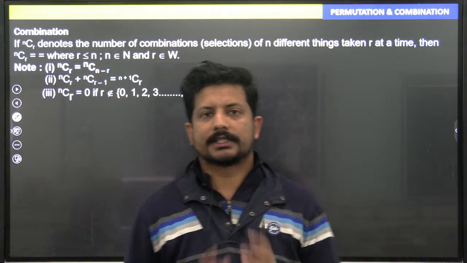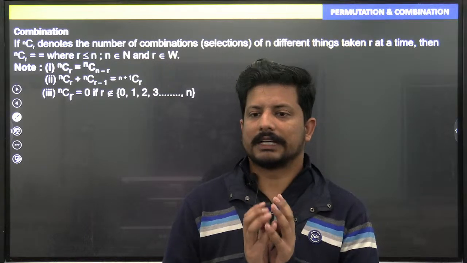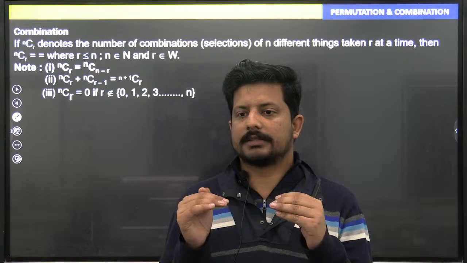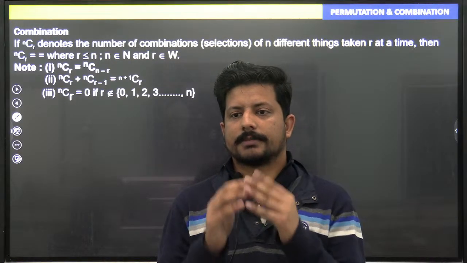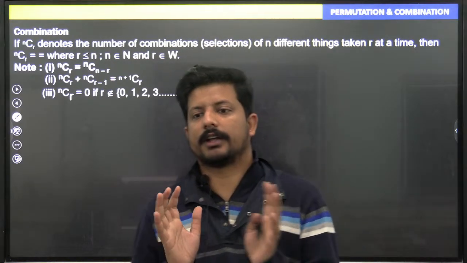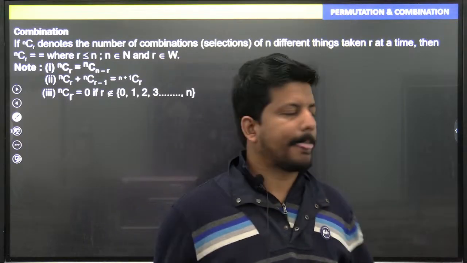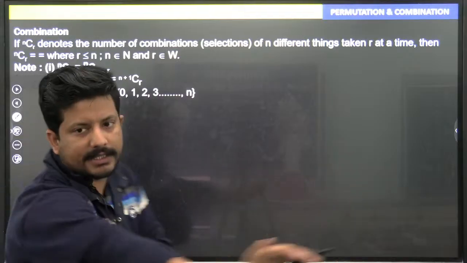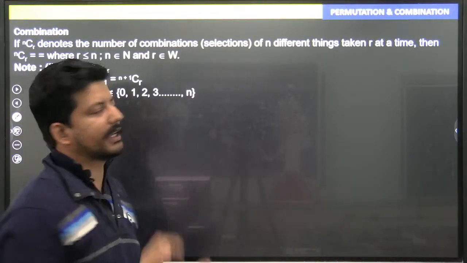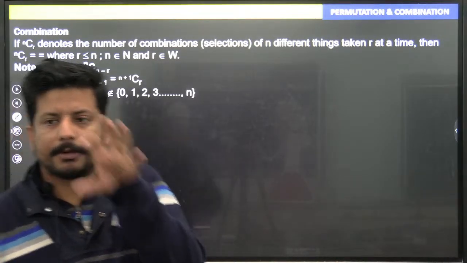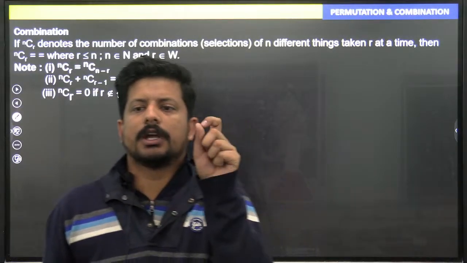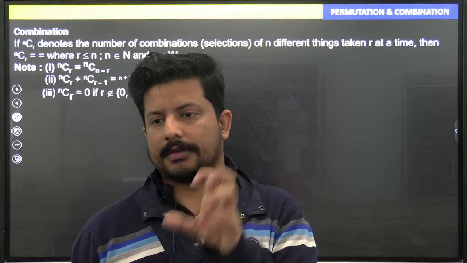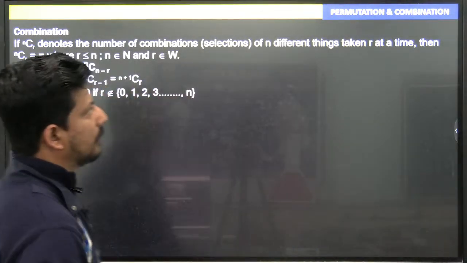When they are saying selection, that means you do not have to specify their arrangement, their order. We cannot tell anything about their order. Hope you are getting my point. So nCr denotes the number of combinations, meaning selection of n different things taken r at a time. If you have 10 balls and you need to select 5 balls, so 10C5 gives you the number of selections, in how many ways you can select the persons.